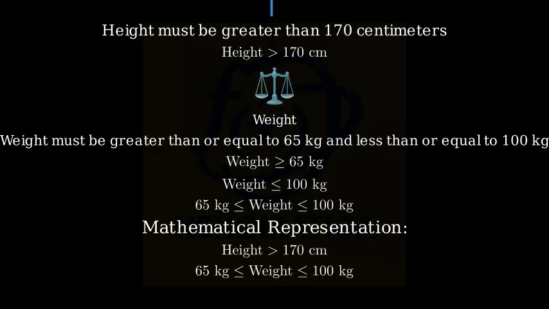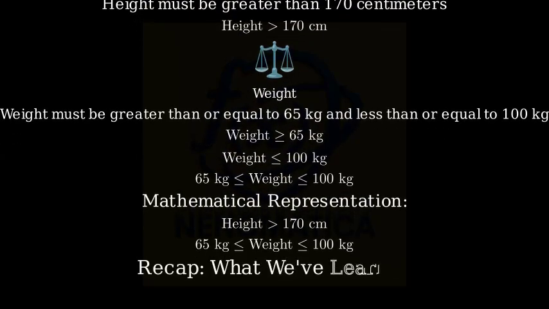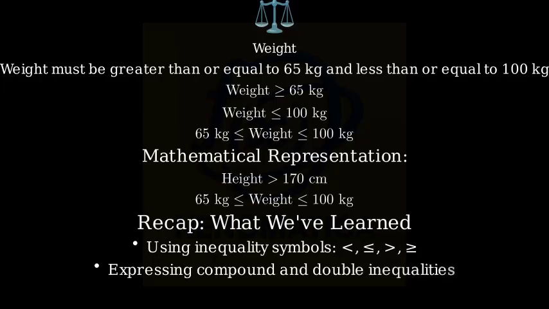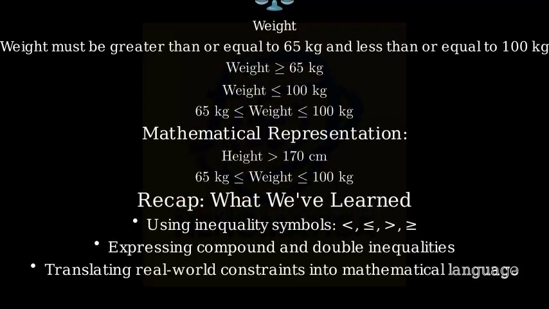In this video, we've learned how to express real-world constraints using mathematical inequalities. Let's recap what we've covered. We used inequality symbols like less than or equal to, greater than, and greater than or equal to represent constraints. We represented compound conditions using multiple inequalities or with compact double inequalities. We saw how to translate practical constraints from package delivery requirements and military recruitment criteria into precise mathematical language.